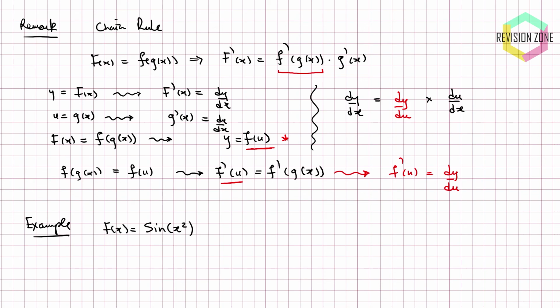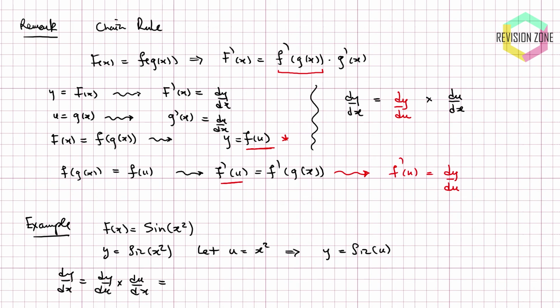So let's apply that to do this example. Let me just say y equals sine of x squared, and let u equal x squared. So that tells me y is really just the sine of u. So using the chain rule, I want to go from y to x, but I can go from y to u, and then I can go from u to x. So how do I go from y to u? I just take y as a function of u and differentiate it to get dy by du.